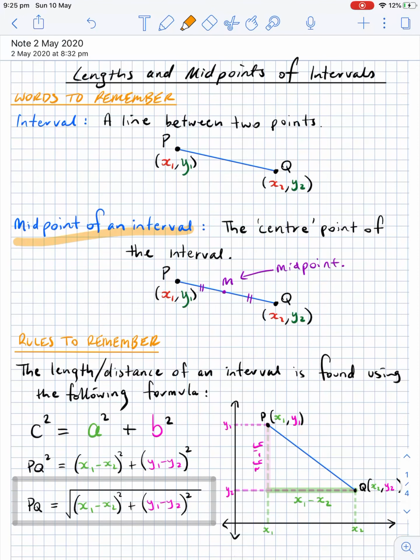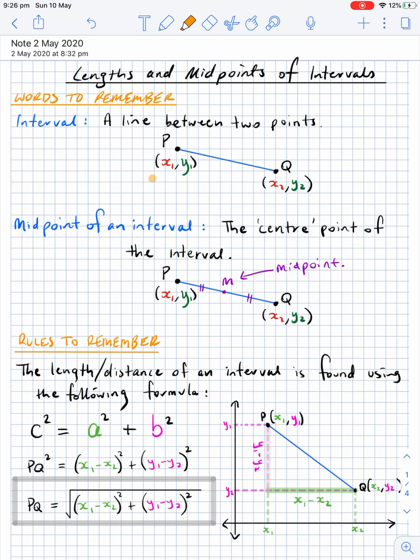The midpoint of an interval is the center point of that interval. So with this interval PQ, we call it that because it's the interval between P and Q. The midpoint is literally going to be right in the center. So I'm denoting it M for midpoint. Notice that the lengths of these lines are equal either side of the midpoint. Because the midpoint is directly smack bang in the middle, it halves this interval, if that makes sense.